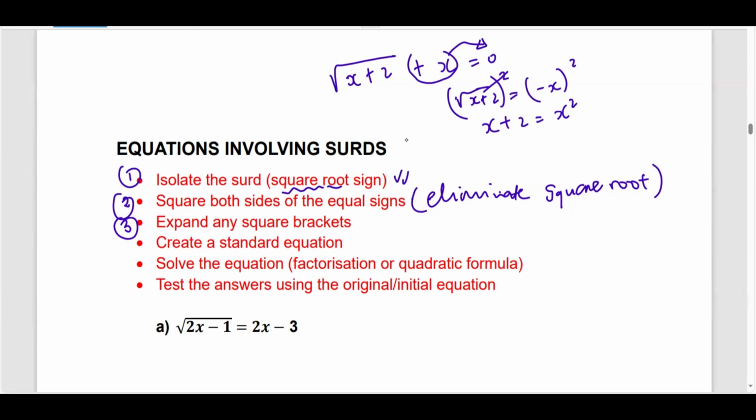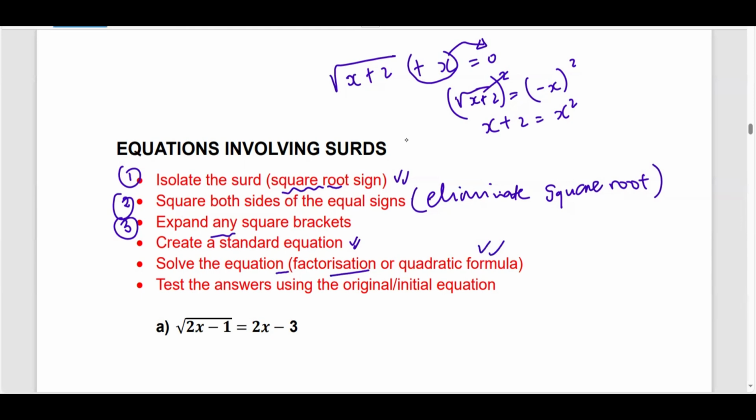Then, remember in this case, we don't have any brackets, so that's why we say any. So if there exist any brackets, you just have to open them up using the FOIL. Then create a standard equation. Remember, standard equation is where everything is on one side and then we have a 0 left on the other, okay? Then you can solve the equation using factorization or the quadratic formula.